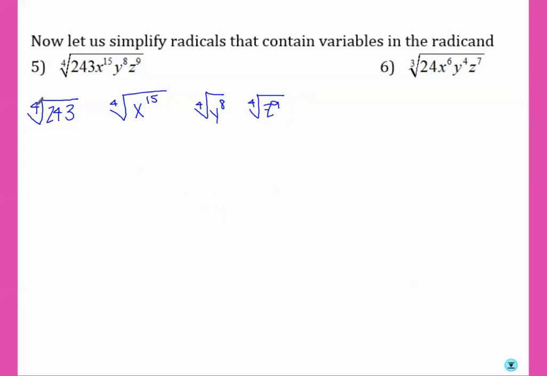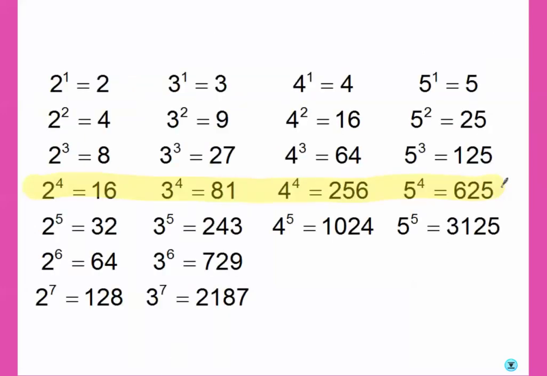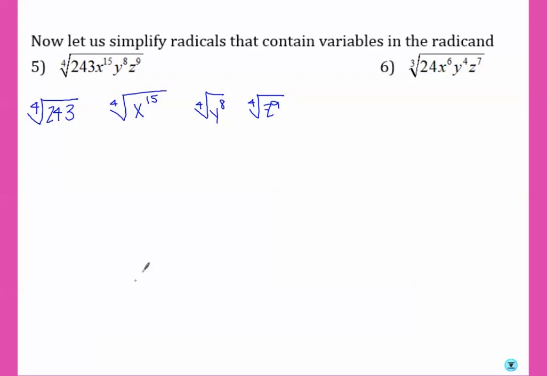So we're dealing with fourth roots, and we want to simplify the fourth root of 243. So let's look back at our power table. 243 is divisible by which one of these fourth powers? 243 is divisible by 81. So I'm going to break it up into 81 and 3.